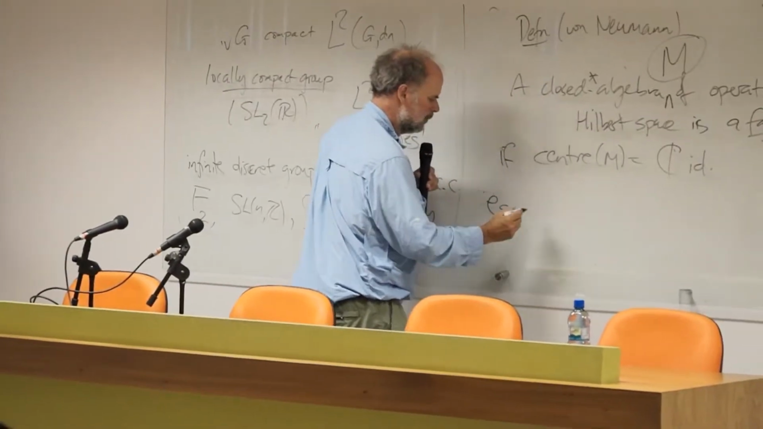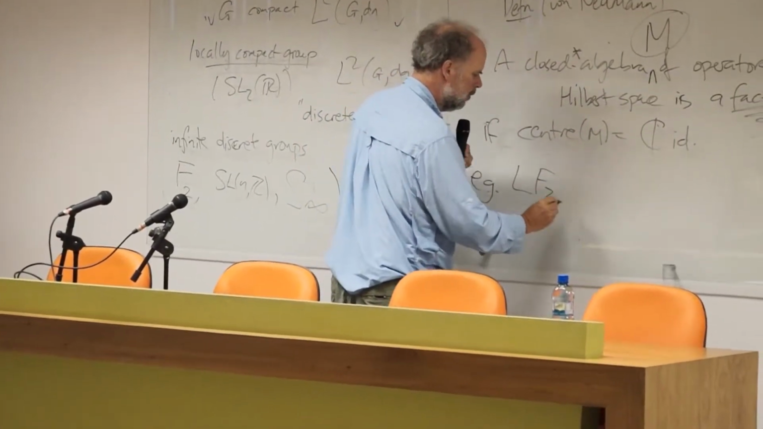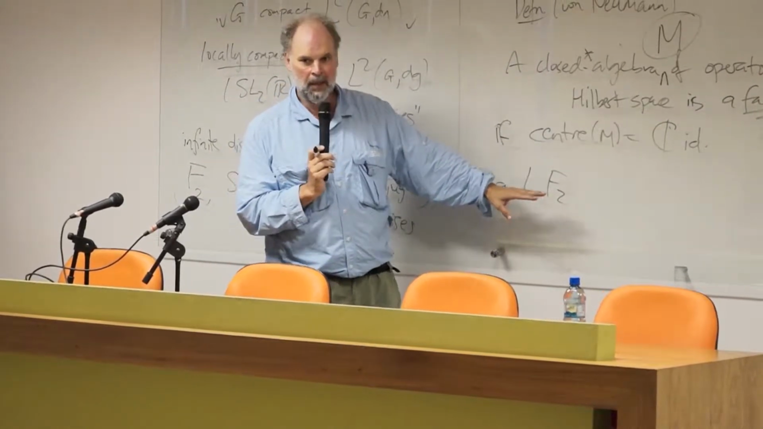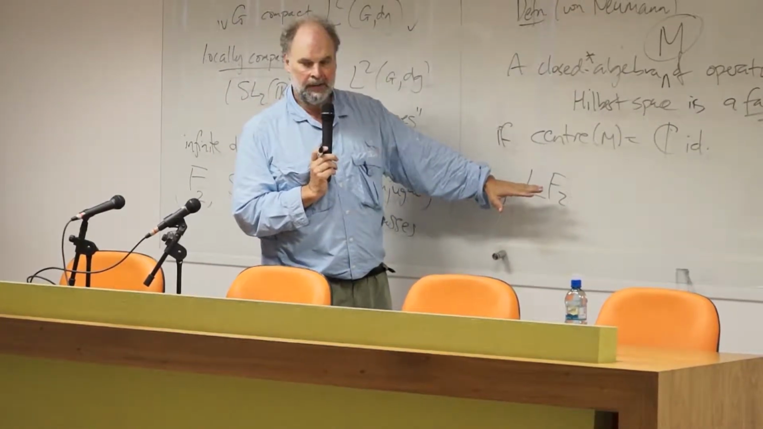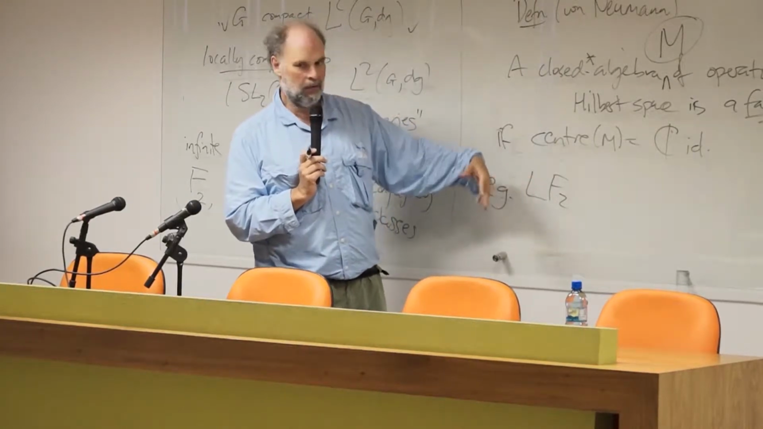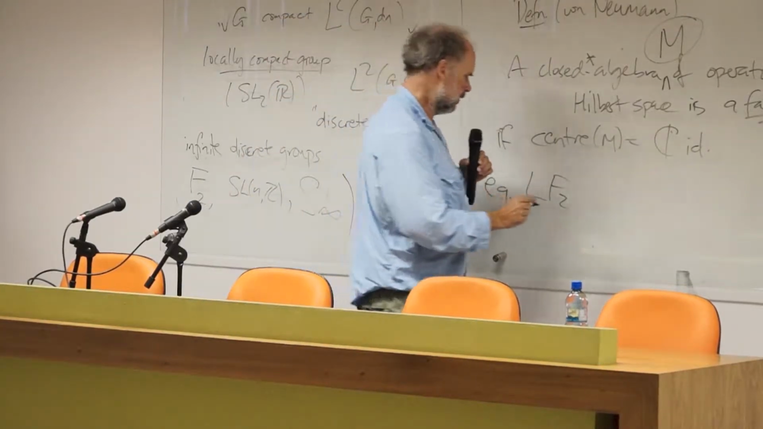That's what I've been building up to. L of F2 is a factor. So let me remind you for the last time that L of F2 is the algebra generated by the left regular representation of F2 on little l2 of F2, closed.